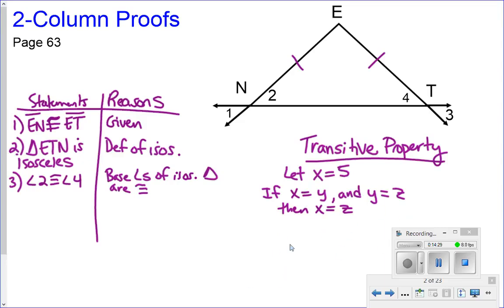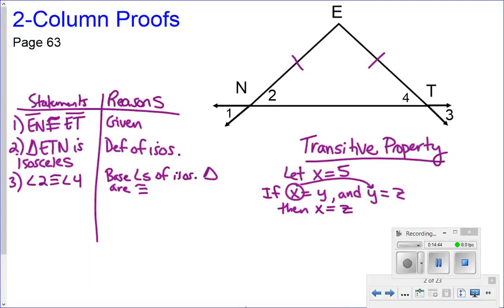Basically, the transitive property is just you substituting. So if x is y and y is z, well then I can substitute x in here for y because they're equal, and that means x equals z. Okay, so we're going to need to use that transitive property here. Now, not with numbers or variables like we did here and like you did in pre-algebra, but rather with angles. So I just stated that angle 2 is congruent to angle 4.